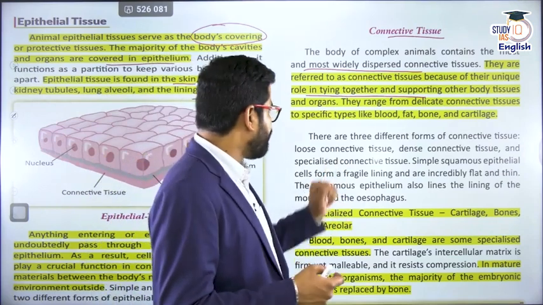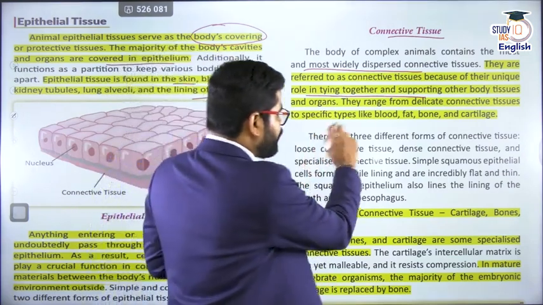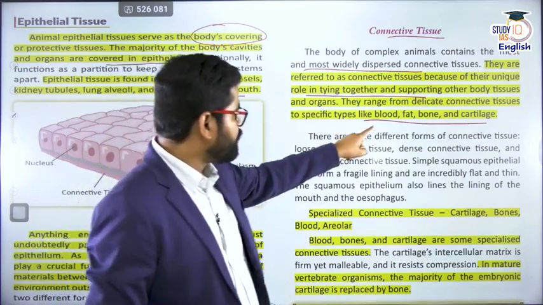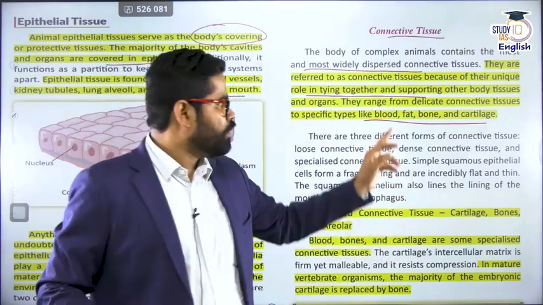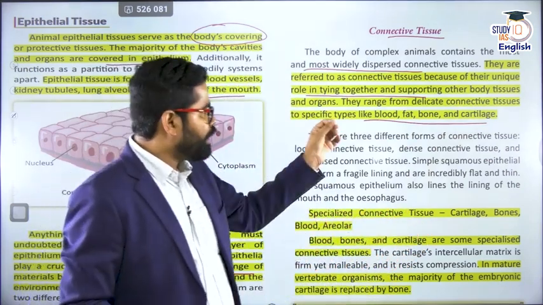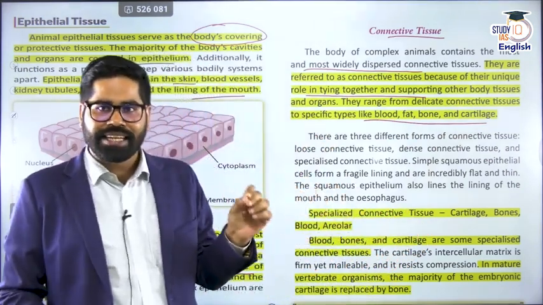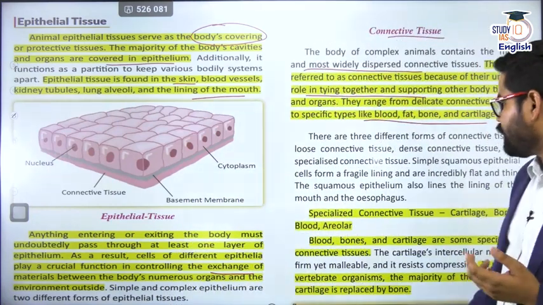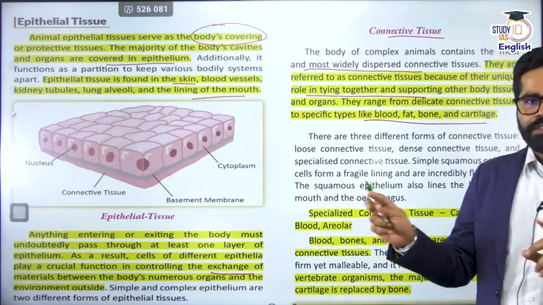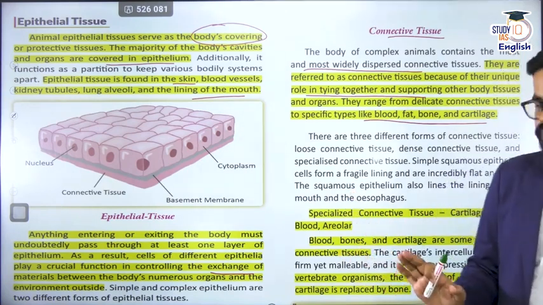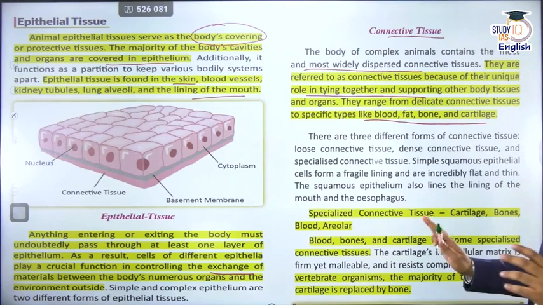Now, see here, what are the different types of connective tissue? These connective tissues are like blood, fat, bone, cartilage. So they are the major connective tissues present in our body. Now, we have certain specialized connective tissues like cartilage, bones, and blood.